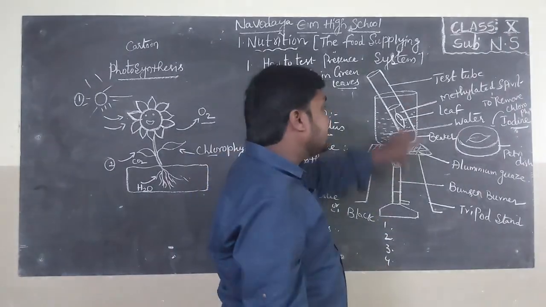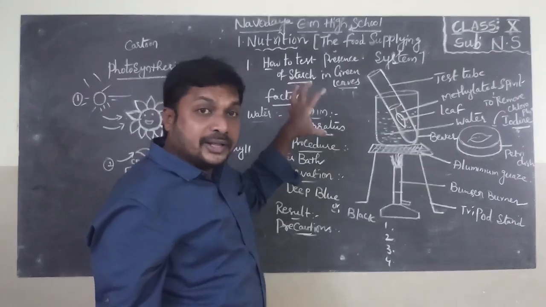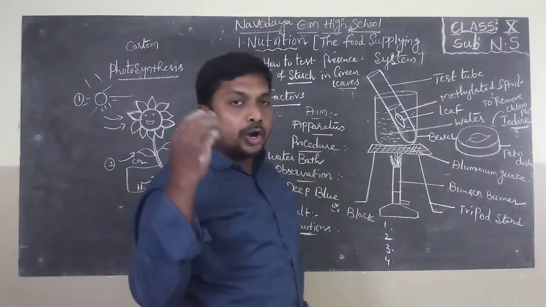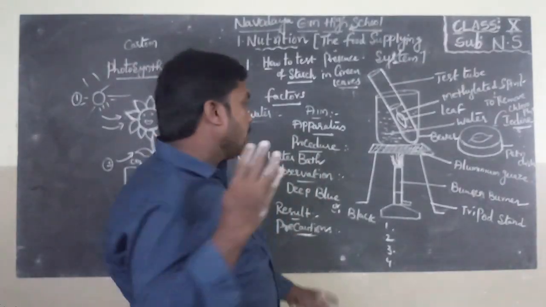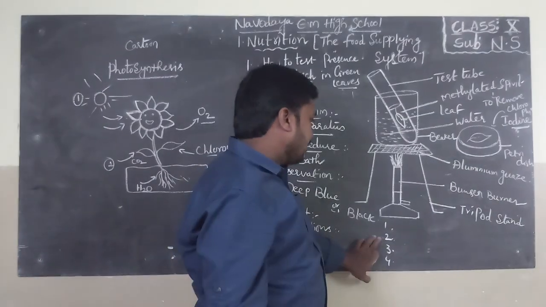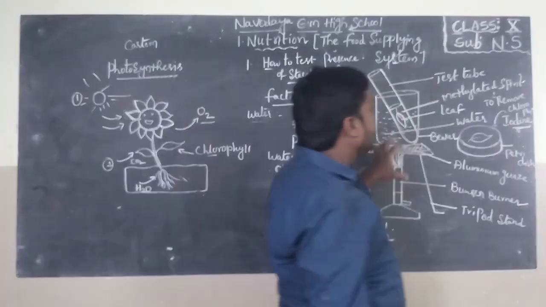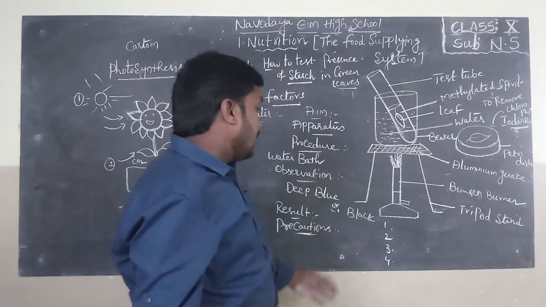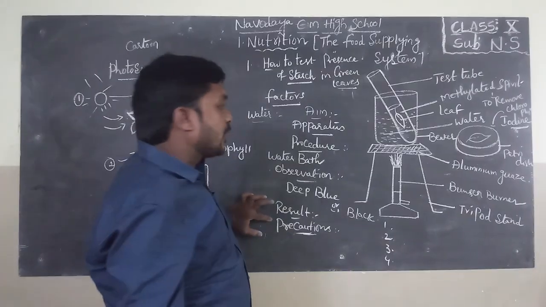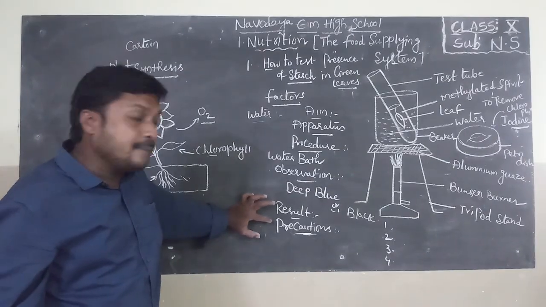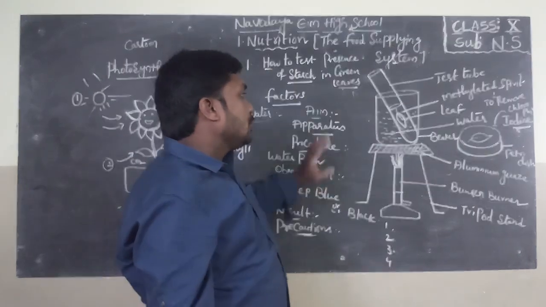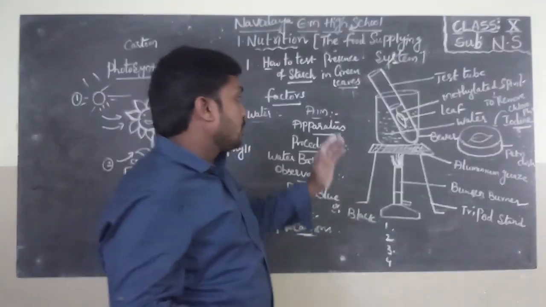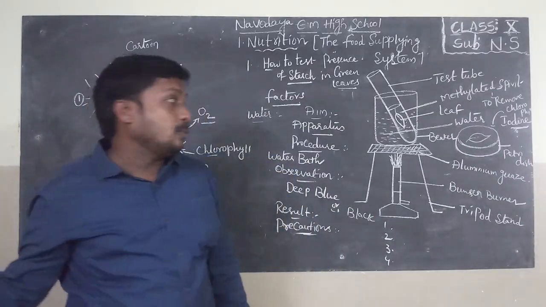Fourth they will ask like this: what is the precaution should be taken while doing this experiment? You have to boil the test tube under water bath only. Four lines answers will get 4 marks. So first aim, second one is procedure, third one is why we should boil the leaf in methylated spirit only, to remove chlorophyll in the leaf. And the last one, what is the precaution: you have to boil the test tube under water bath only. Why? Because methylated spirit is highly inflammable.